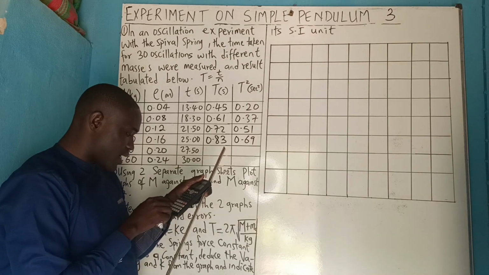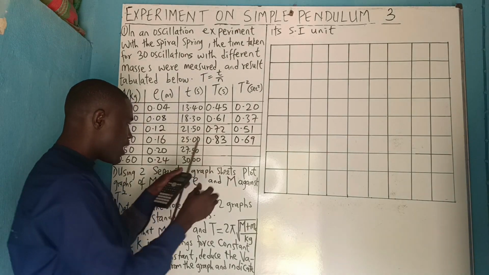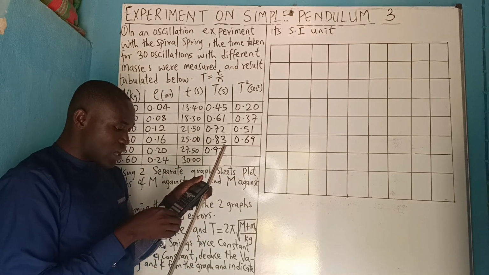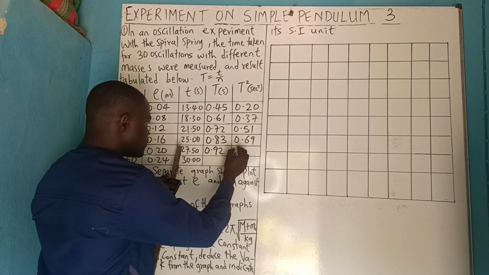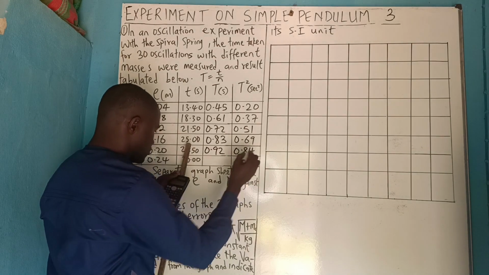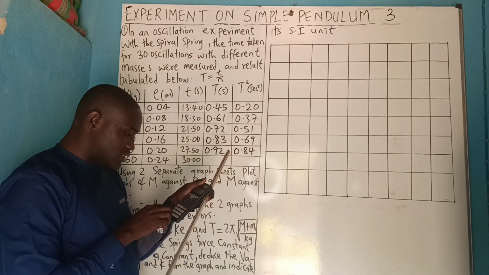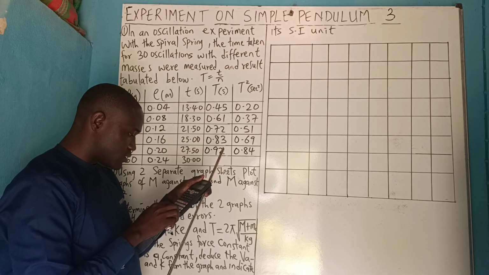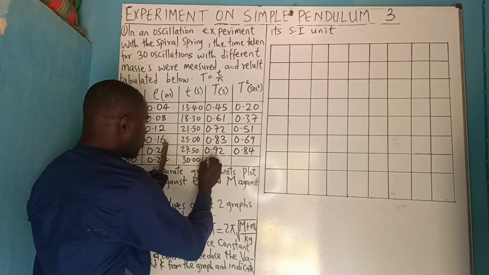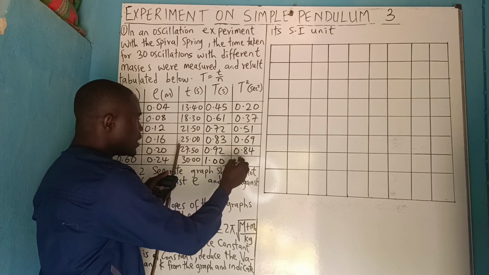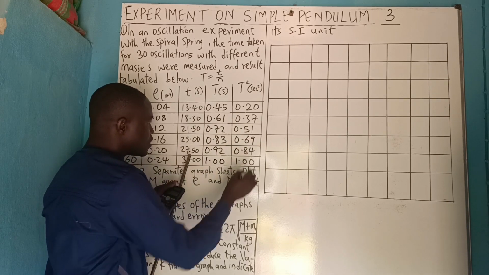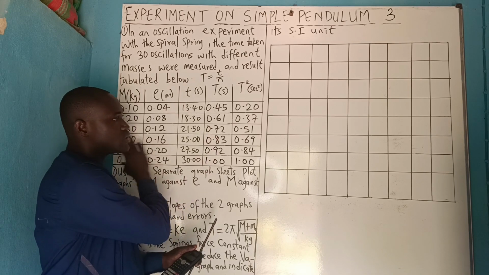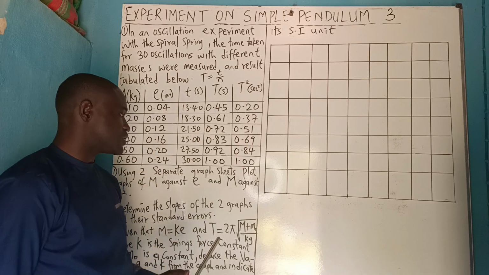27.5 divided by 30, we'll be having it to be 0.92. Square it in the calculator directly, you have it to be 0.84. 30 divided by 30, we'll be having it to be 1.00. Square it, 1.00. And this becomes your table of values for your graph plotting.